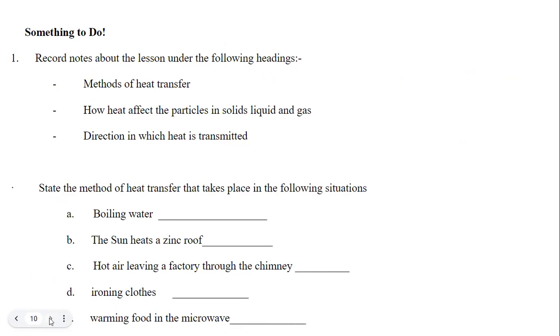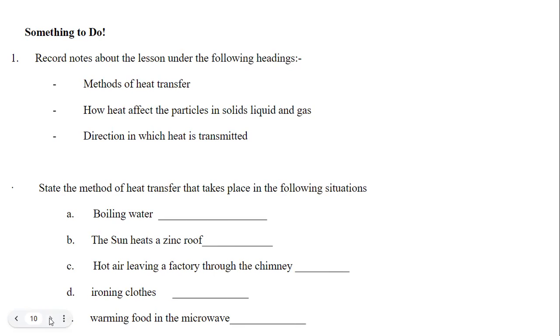Now, something to do. You are going to record notes about the lesson under the headings, methods of heat transfer. Remember, the methods are conduction, convection, and radiation. Now, how heat affects the particles in solid, liquid, and gas. You're going to also state the direction in which heat is transmitted. Remember, from hotter to colder.